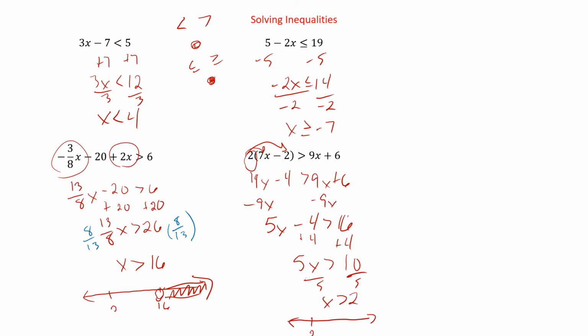So we have 0. We have 2. And we go that way. And it's an open dot because it's not an or equal to.